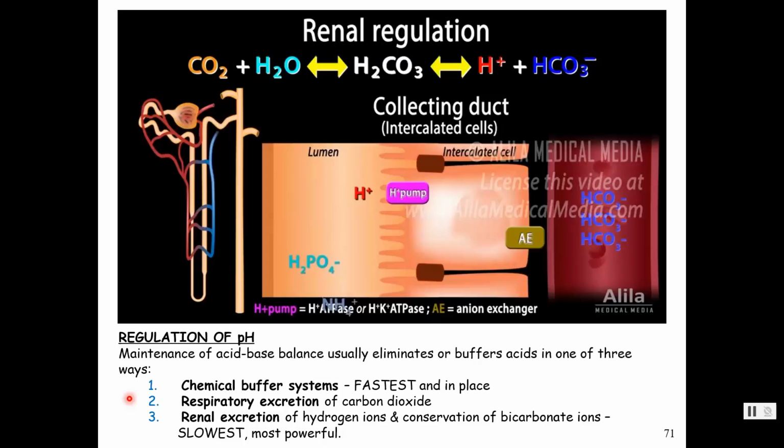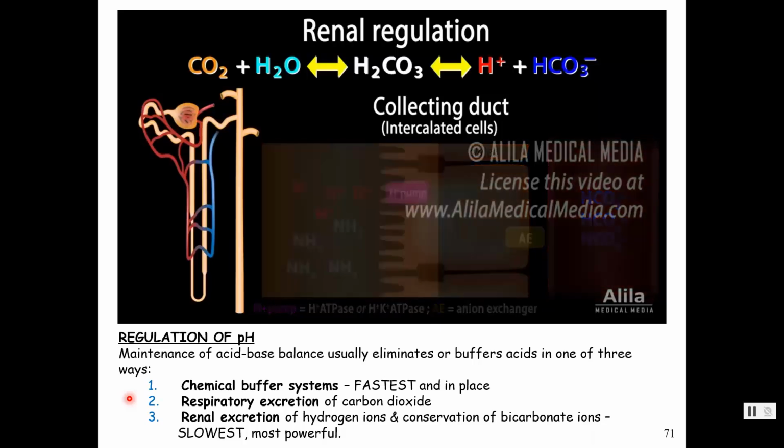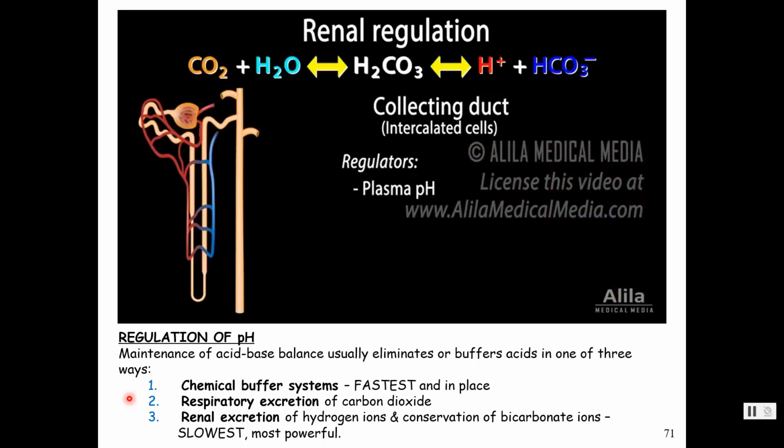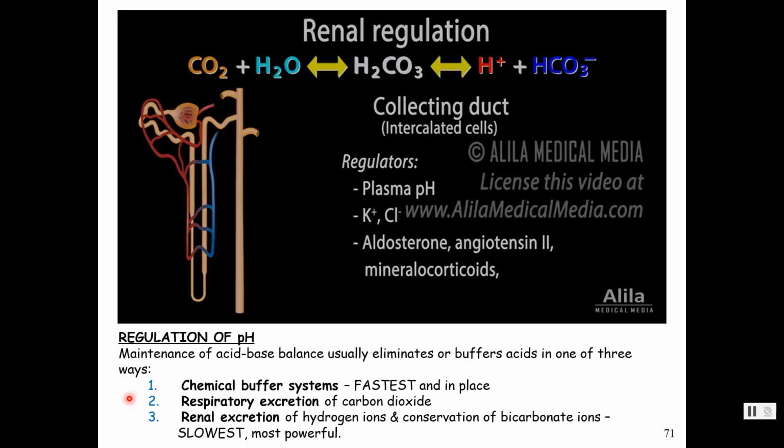The ammonia buffering system is particularly important because unlike phosphate, which is filtered in fixed amounts from the plasma and can be depleted during high acid loads, ammonia production is regulated in response to changes in acidity, and its concentration may increase several-fold when necessary. Blood pH is the main regulator of acid excretion, but potassium, chloride concentrations, and several hormones also play important roles.